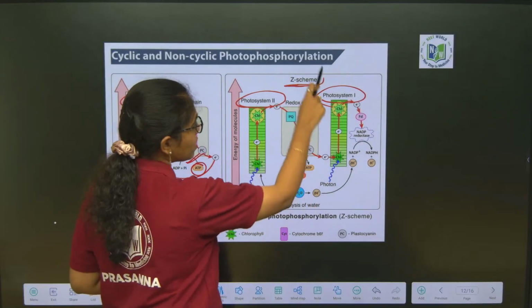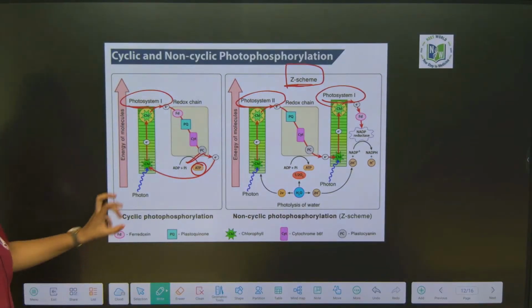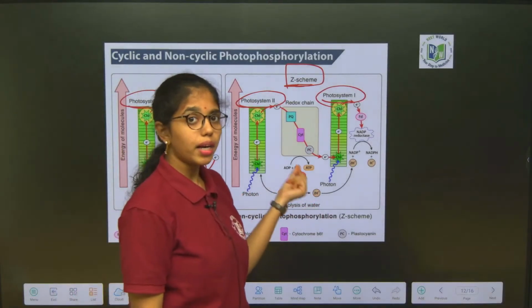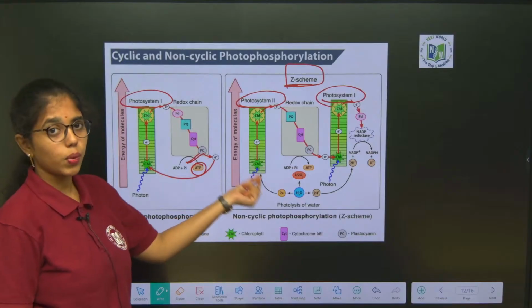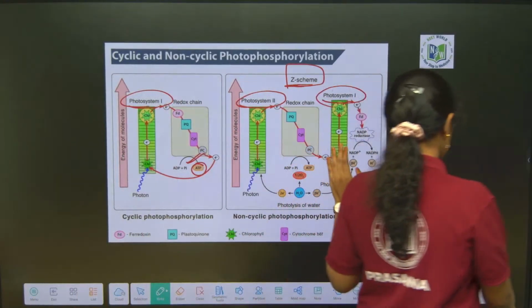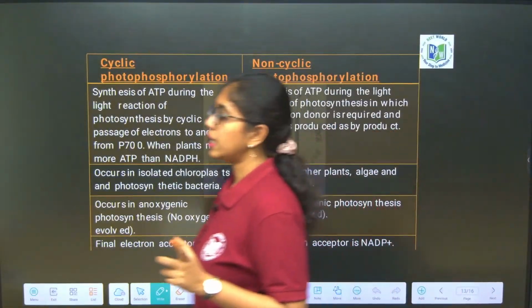So it is called as what? Z scheme as well. Fine, ma. So these are the primary differences. Here only stroma lamella is involved, here thylakoid membrane it occurs, and here only PS1, here PS1 and PS2. So this is all about cyclic and non-cyclic photophosphorylation. Let us exercise the differences more keenly.